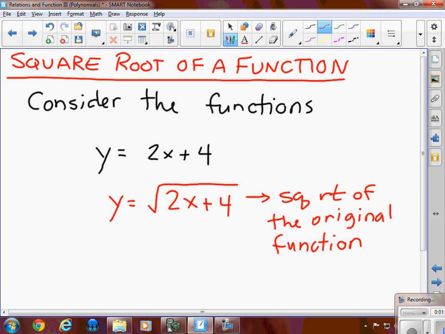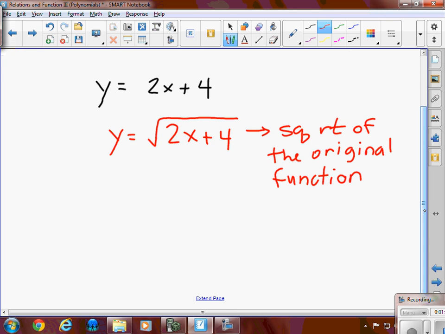Jake? So what happens if it's like 2x squared plus 4, and then would you square the entire thing? No, you'd square root the entire thing. So Jake's asking if it was 2x squared minus 4, or it doesn't matter. You'd still square root it all and just leave it, and we'll go from there.